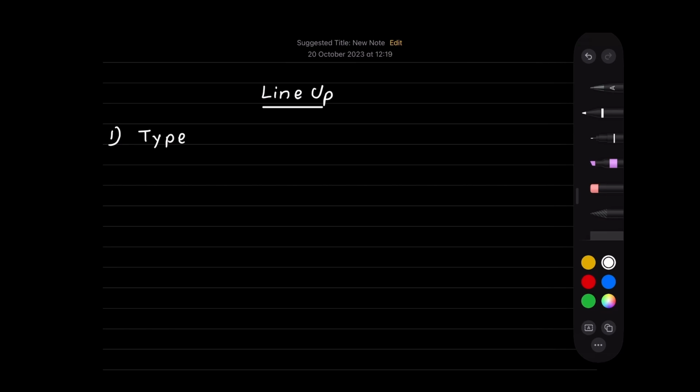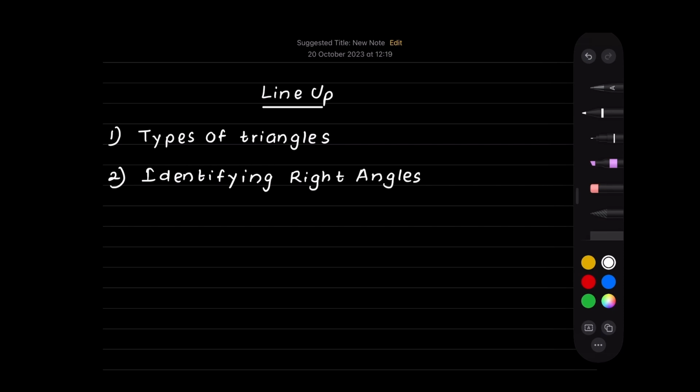First, we are going to talk about types of triangles. Then we are going to identify right angles. Then let us take a look at what the Pythagorean Theorem is. And finally, the exercise to improve the knowledge you took.